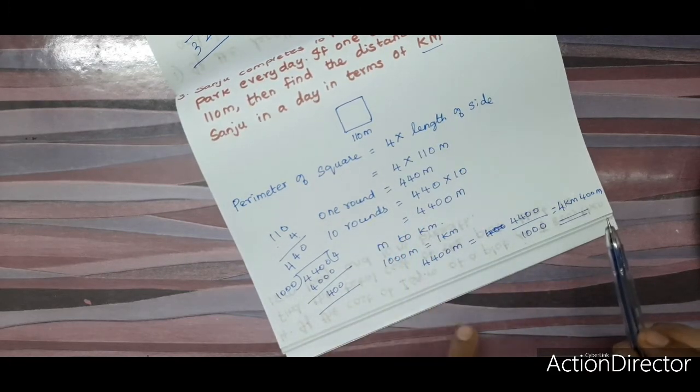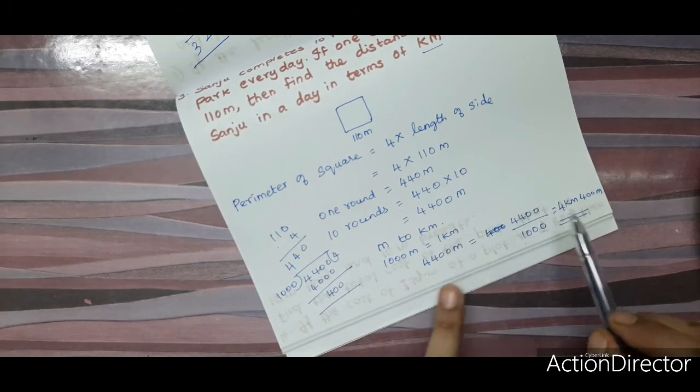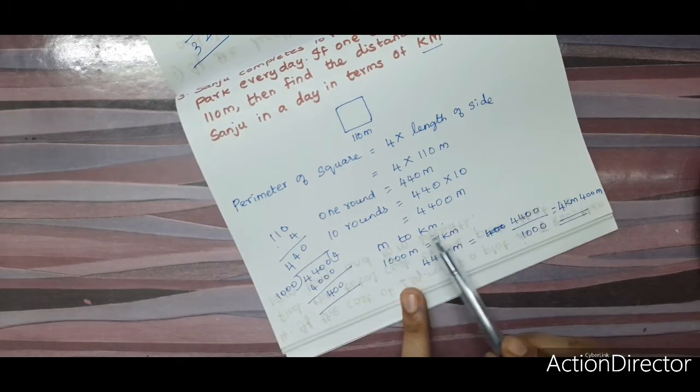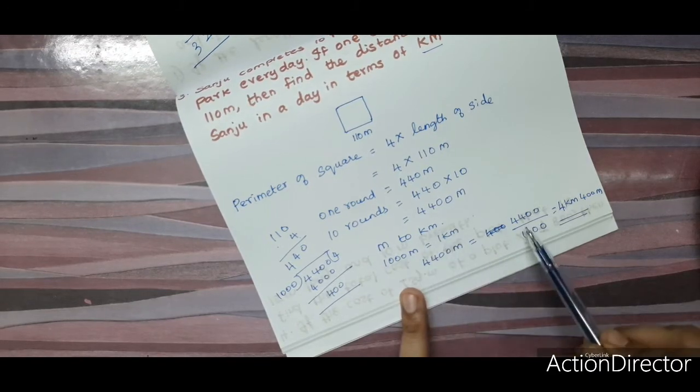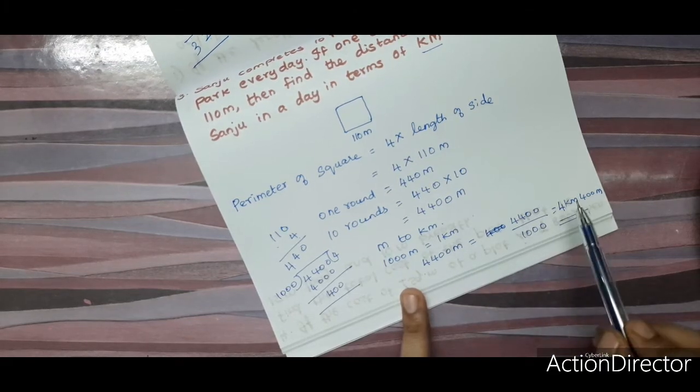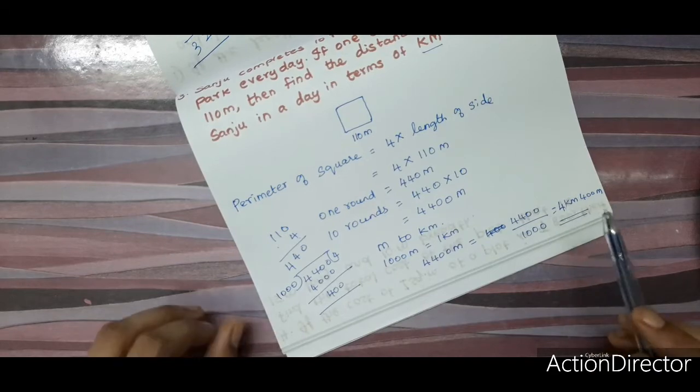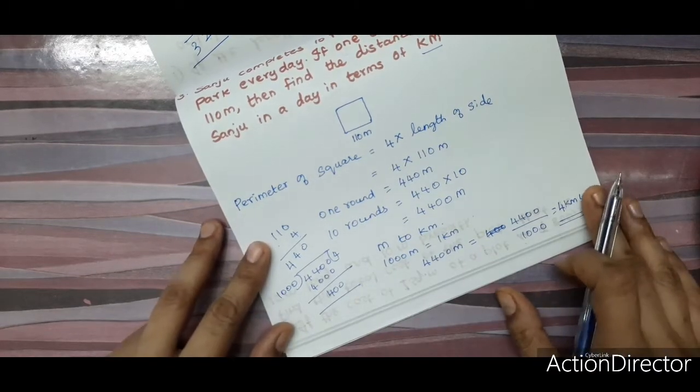So now we are going to convert meter to kilometer. We know that 1000 meter is equal to 1 kilometer. So we are going to convert lower unit to upper unit. Meter is small, kilometer is large. So meter to kilometers we will divide by 1000. So 4400 divided by 1000, we will get 4 kilometer 400 meter. So everything is easy.